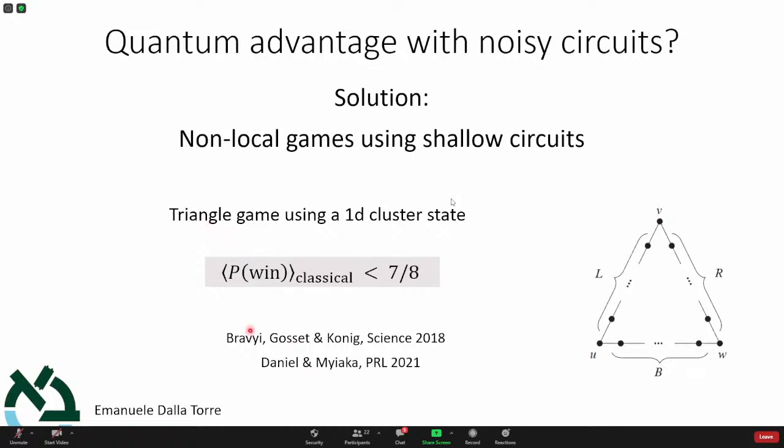And in particular, I would like to focus on one game. It's called the triangle game. It was introduced by Bradley, Kostet, and Koning in this Science paper in 2018. The paper is really tough. It's really hard to read, but there is a beautiful PRL by Daniel and Nyaka from this year, where they extend this analysis, but first of all, they explain the game in a language that is easier to understand. So I like this. Both papers are nice, but if you want to actually learn about the game, I would advise you to start from the PRL. It's easier to read. Then you can go back to the Science paper. So this is a game.